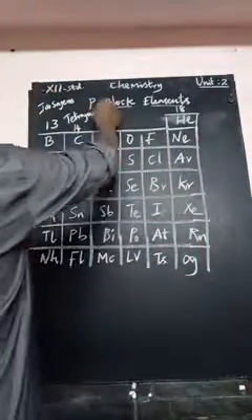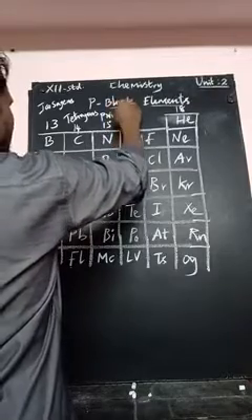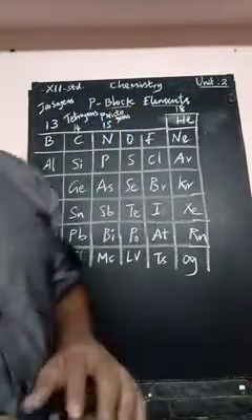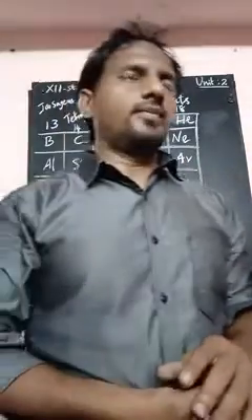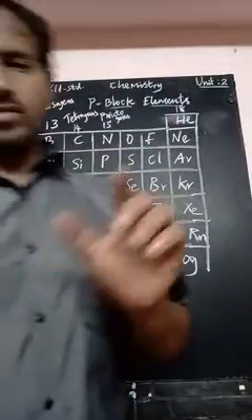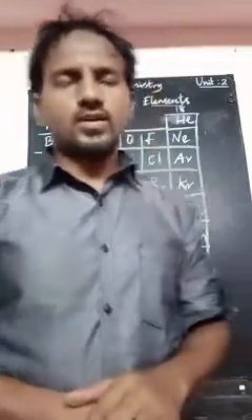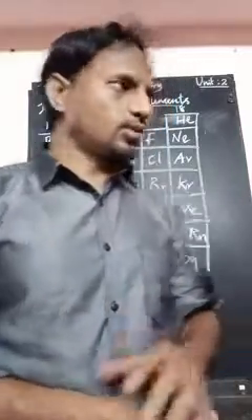And the 15th group elements are called pnictogens. Pnictogen means to choke, due to the choking property. Nitrogen has the choking property. Air contains both oxygen and nitrogen, and nitrogen has the larger composition in air, that we know.